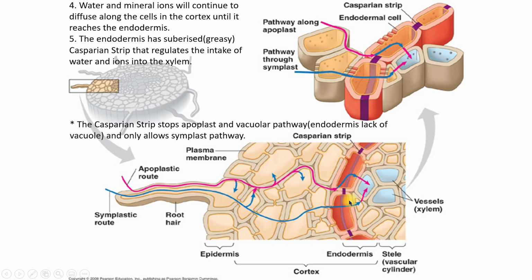Now, how does this Casparian strip regulate the intake of water and mineral ions into the xylem? It stops the apoplast and vacuolar pathways and only allows the symplast pathway. So any water and mineral ions that follow the apoplast and vacuolar pathway will be forced to change their pathway into the symplast pathway, so that eventually this water and mineral ions reach the xylem.